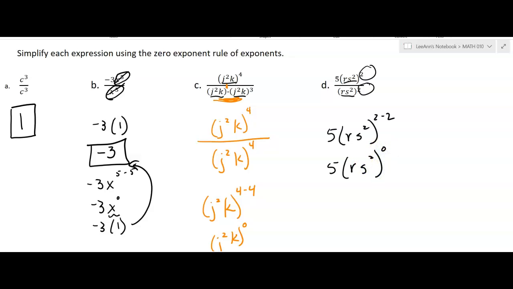Now, whatever's being raised to the 0 power, that part is just 1. So then it's 5 times 1, however you want to write that, and that'll just be 5 for the answer. So it's a little tricky with the 0, but you can do it.